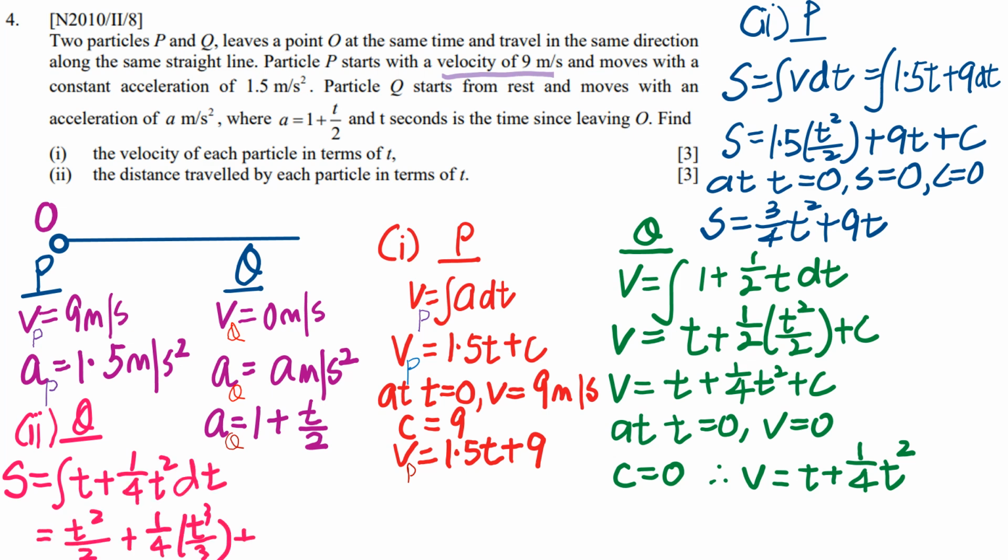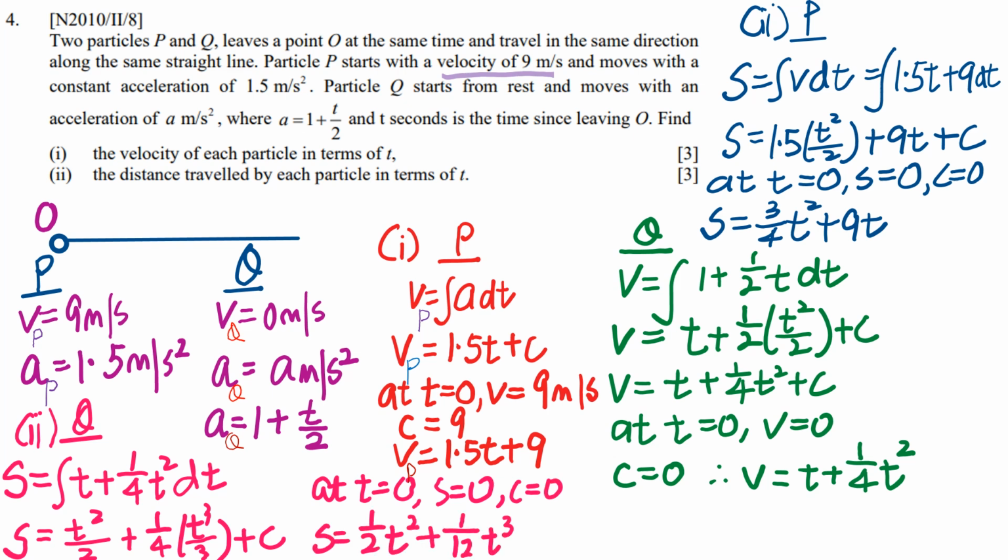So you will end up getting t squared over 2 plus 1/4 times t cubed over 3 plus c. Again here, because they all start from the point O, at t equals 0 no distance has been traveled at all, so s is equal to 0. So you get c equals 0. That's how we find the expression for the distance traveled in terms of t. So s represents the formula to find the distance traveled.